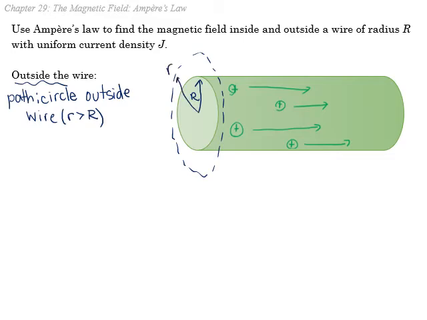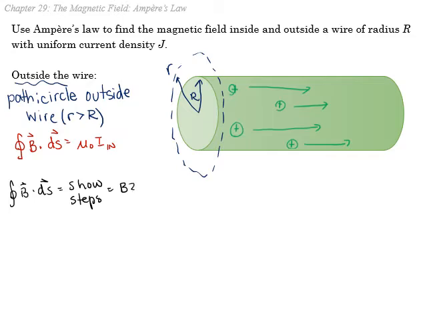Let's write down Ampere's law. The integral of B dot ds equals mu naught times I inside. Let's pick out our two parts that we'll have to fill in. The integral of B dot ds is equal to, and we should show the steps here, the magnitude of the magnetic field times 2 pi r. Our current inside equals all of the current I, because the entire wire is inside of the path we drew.